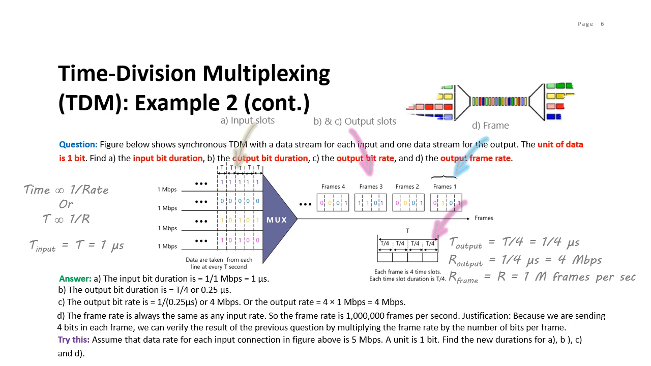Now I want you to try this yourself and see if you can get the answer. Assume that the data rate for each input connection in the figure above is 5 megabit per second. A unit is 1 bit. Find the new durations for A, the input bit duration, B, the output bit duration, C, the output bit rate, and D, the output frame rate.